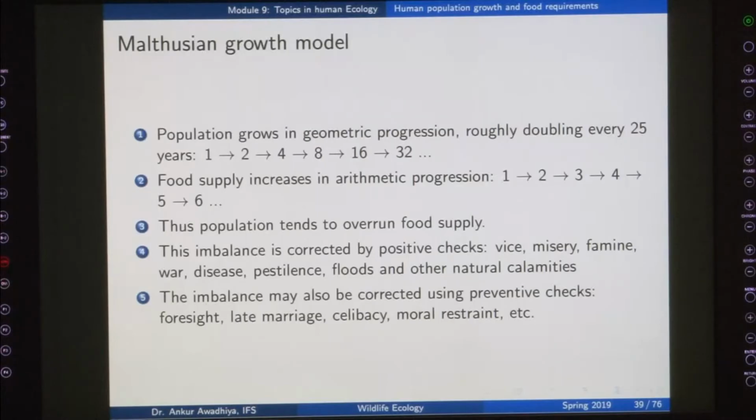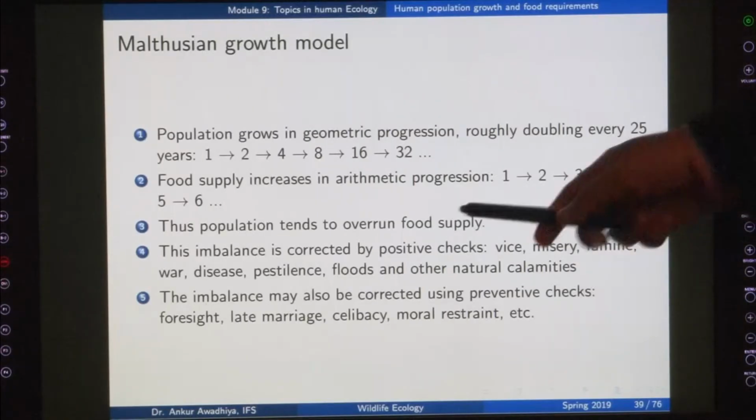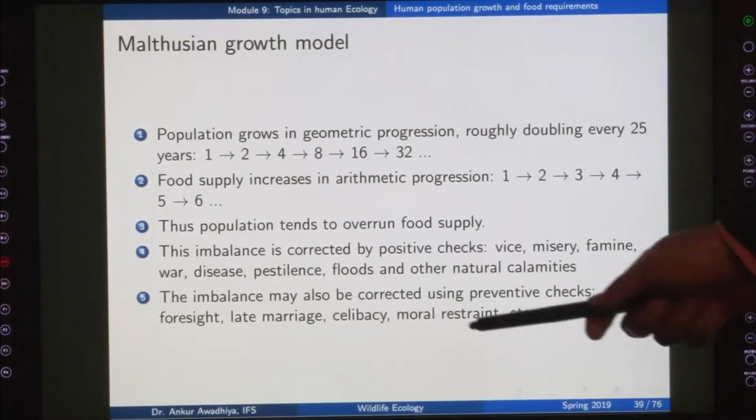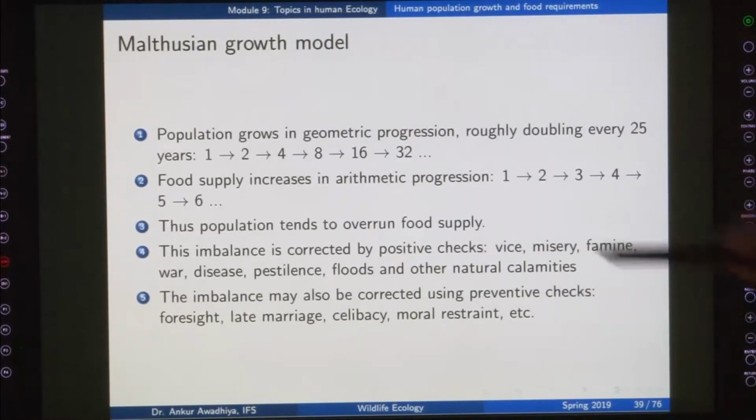But then Malthus said that these positive checks are not a good way of checking the population, because here we are talking about human beings and we do not want to have a situation of floods or famines or diseases or pestilence. So, he said that as human beings we have this other option, that we can correct this imbalance, the imbalance between the number of people and the food supply, using preventive checks. Now, preventive checks are foresight, late marriage, celibacy, moral restraint and so on.